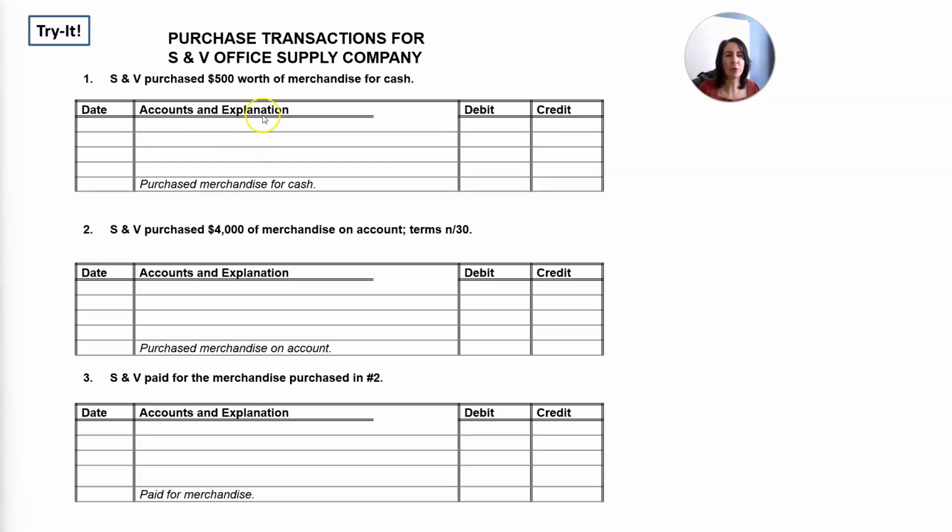So here we are, third video. SMV purchased $500 of merchandise for cash. Cool. Debit merchandise inventory, credit cash. Nothing weird. SMV purchased $4,000 on account. Terms N30. We'll get to that in just a slide or two. Well, debit merchandise inventory, credit accounts payable. Okay, also pretty normal.